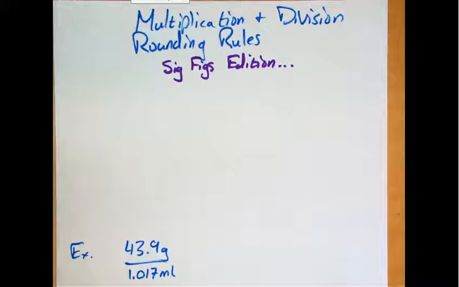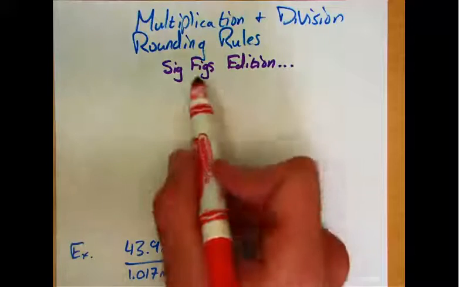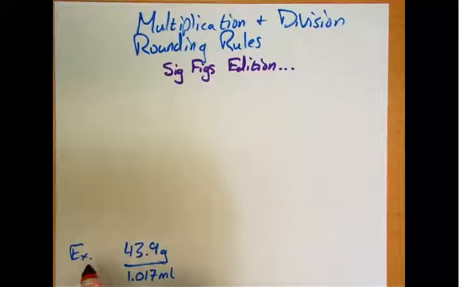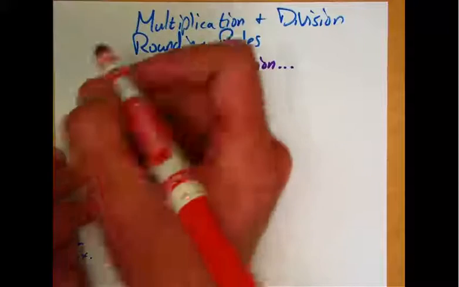Welcome to our next video lecture over multiplication and division rounding rules, sig figs edition. So in this lesson we're going to cover exactly how we round multiplication and division calculations to make sure that our sig figs are appropriately recorded. In order to do this we have 4 steps.